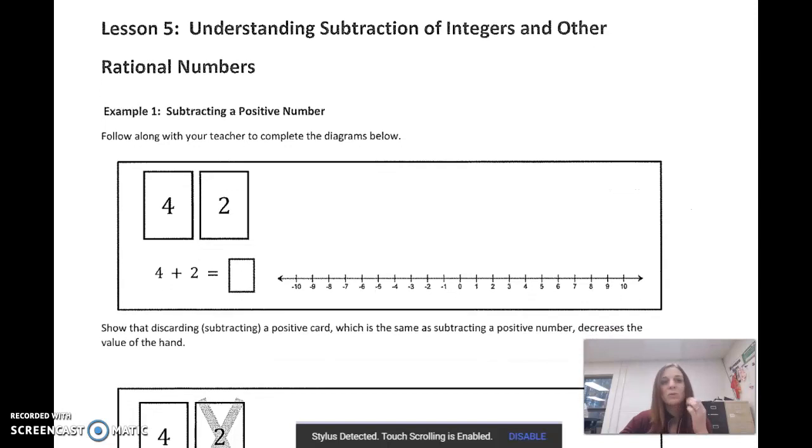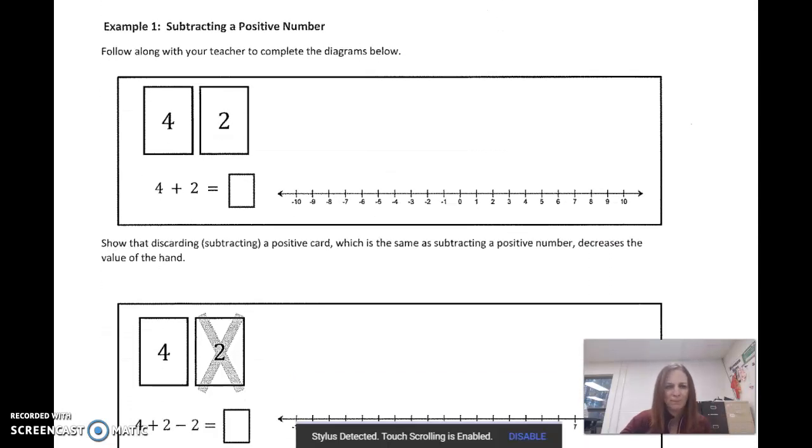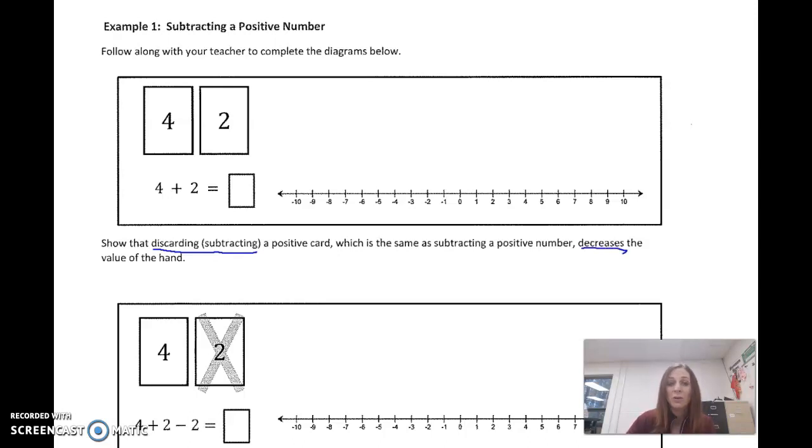All right, so what we're going to need to do is imagine we're playing this integer game. Let's pretend that I am holding 2 cards in my hand. There's a 4 and there's a 2. Don't think of this as a normal deck of cards that you might play different games with. These are just special cards, integer cards. It says show that discarding a positive card, which is the same as subtracting a positive card, decreases the value of the hand.